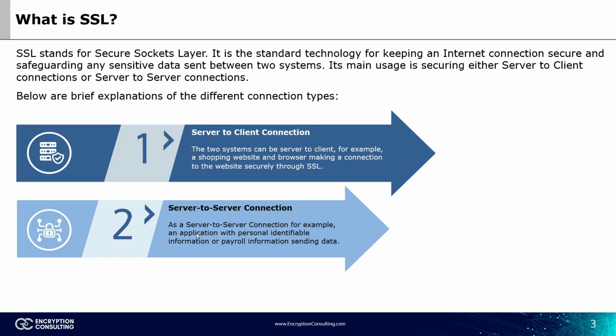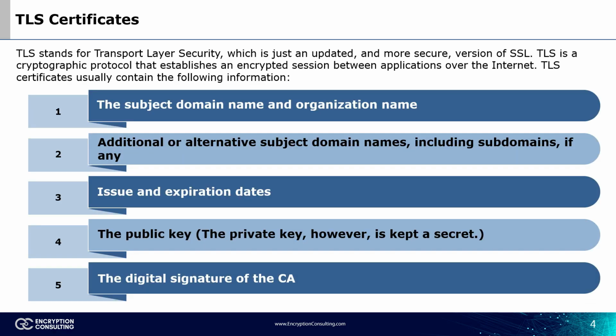That's one example. And then for server to server, say you have an application that is sending PII or payroll information to another system. And then TLS, it's basically an updated and more secure version of SSL. It's the cryptographic standard protocol that is being transitioned to now. I believe 1.2 is the most advanced version that's out. And it has information on their specific certificates, such as the subject domain name or any other domain names it has, issuing and expiration dates, public keys, and its digital signature.